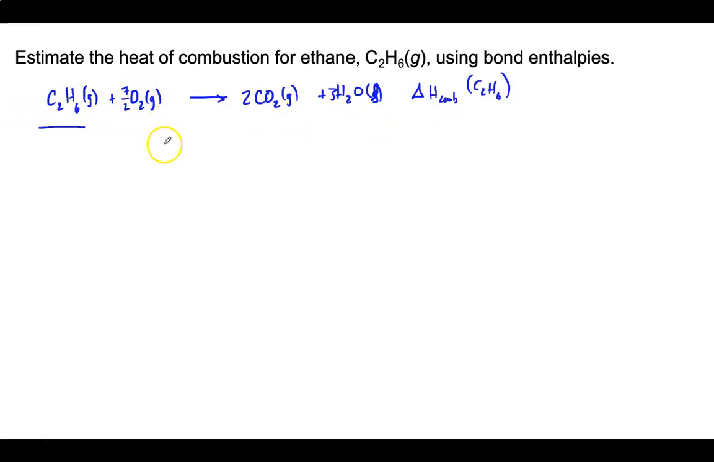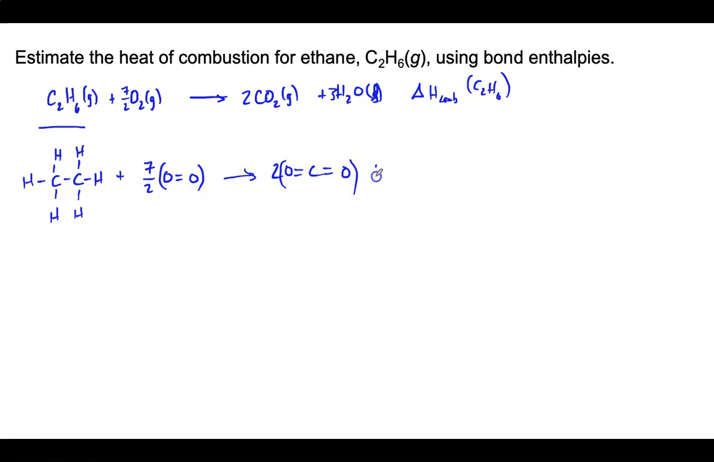Okay, so let's draw these structures so we can see the bonds that are happening. And I've got 7/2 O double bond O. I'm not drawing the full Lewis structure because I'm only worried about the bonds. I've got 2 of these guys. We'll put these in parentheses so we know which are the molecules and it doesn't look like 20. And 3 waters.